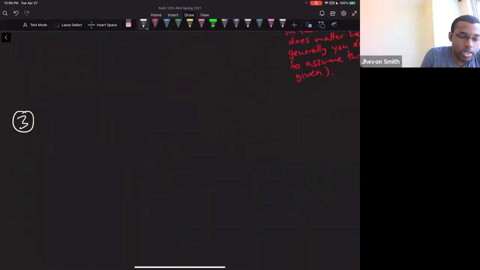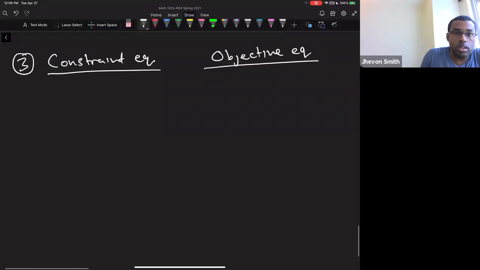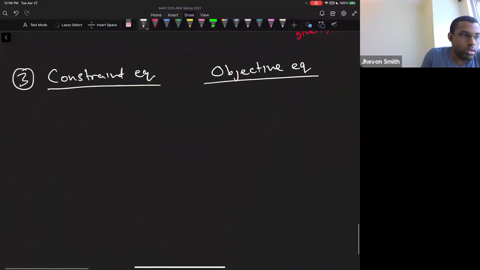We're going to find the 2 equations. So we're going to find the constraint and the objective. So the constraint was the area. So I know this tells me that x times y is 162. Whereas with you would have 2x times y is 162, and then you'd have to divide by 2 to get the x times the y. So it's just kind of weird.